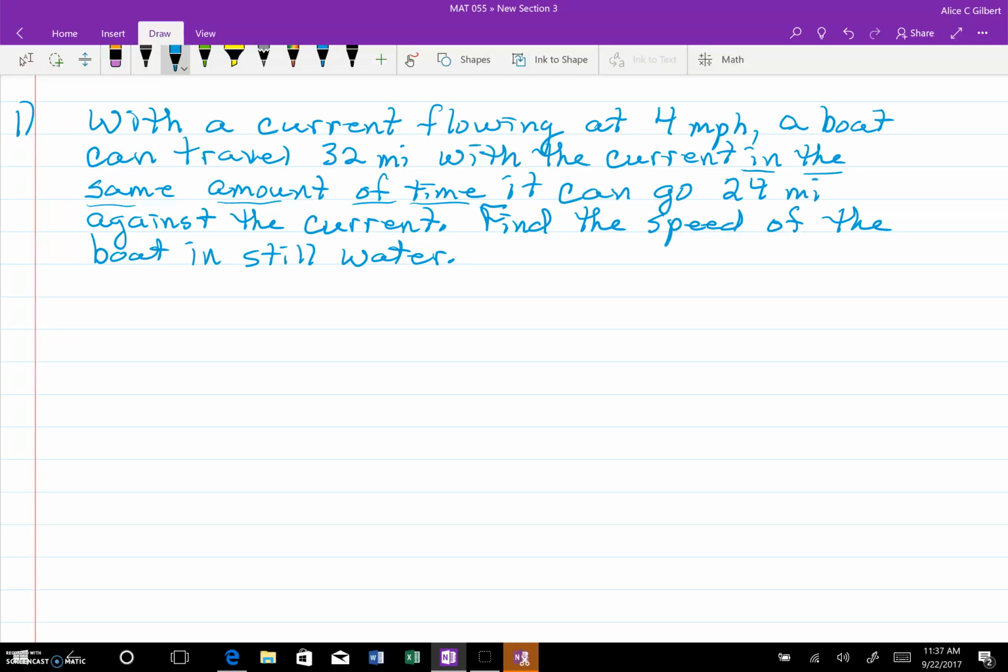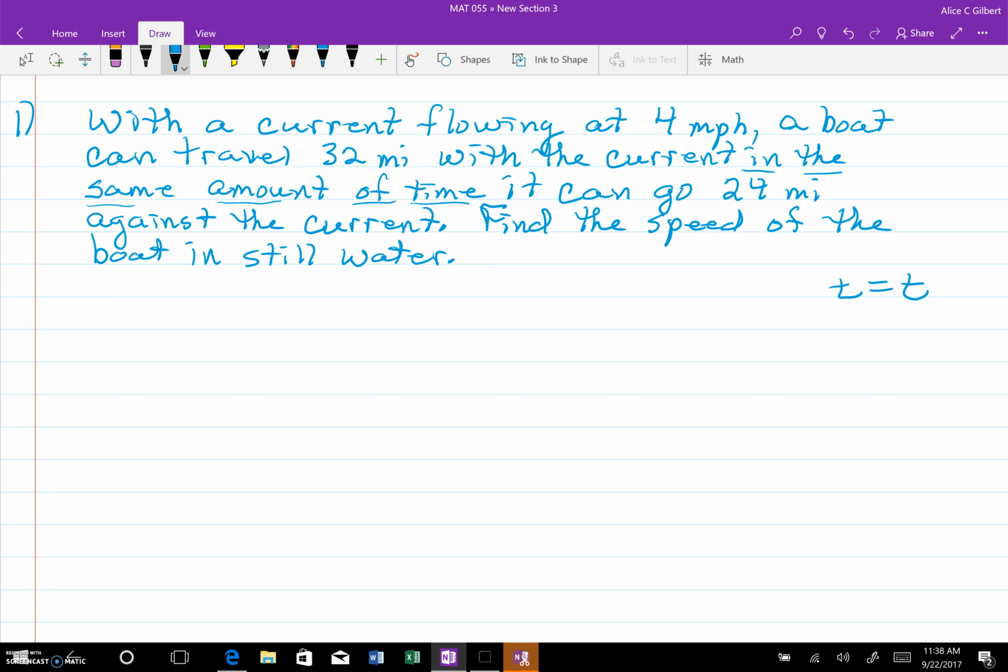Sorry about that. So, meaning that, let's say it takes me 2 hours to go upstream and that took me 24 miles, then I'm going to go for 2 hours downstream and I end up going 32 miles, but I still only traveled 2 hours each way. The time is exactly the same. Time equals time for this problem.